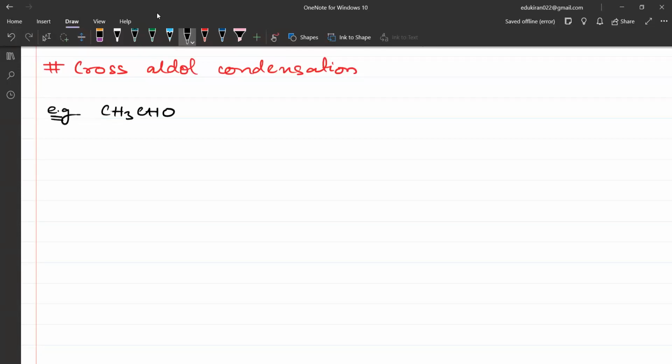For example, if you have CH3CHO, this is your ethanal, plus CH3CH2CHO. Now here we have two molecules, ethanal and we have propanal. Now, first thing, remember that not all ethanal molecules will know that there is propanal molecule in the container. In my beaker, if I add ethanal and propanal, not all ethanal will be surrounded with some propanal. There will be some pockets, small portions in which ethanal is only surrounded by ethanal molecules. In that case, those ethanal molecules will undergo self-aldol condensation, giving you this product.